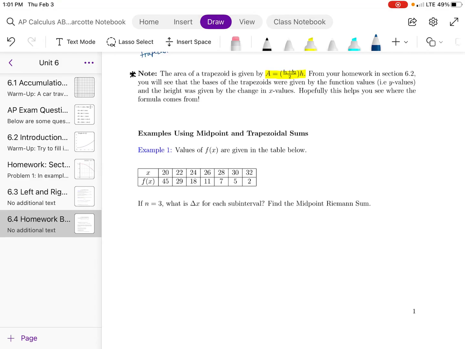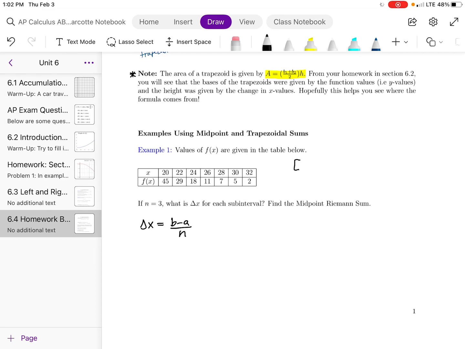Okay, so n is my number of rectangles, right? And I want to know what the length of each subinterval is. So what is delta x? That's equal to b minus a over n.